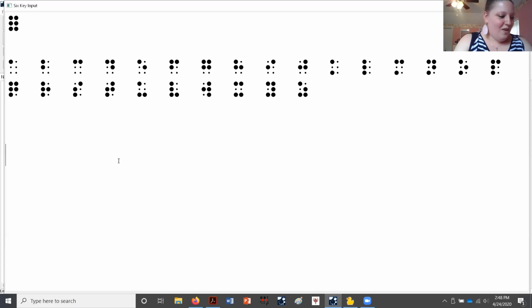All right, the next one, we are going to do dots 2, 4, 5, 6. So that's letters D, J, K, L. Dot 1, so that's letter F. Then dots 1, 3, 4, 5. So that's letters F, S, J, K. And then we're going to do dots 2, 3, 4, 5. So that's letters D, S, J, K.